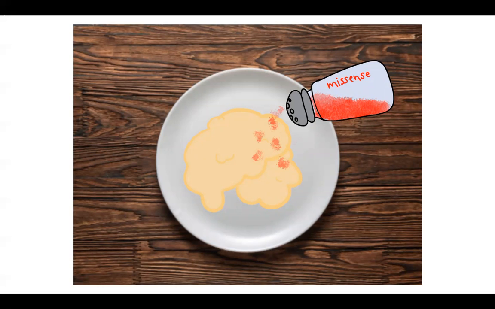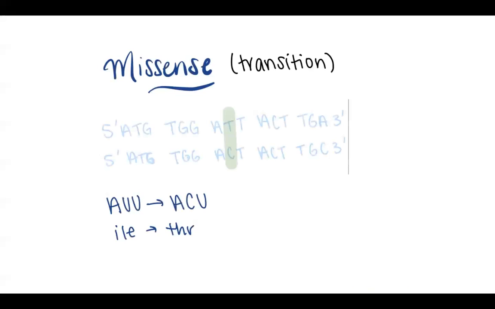First up, let's sprinkle in some missense. This is a transitional mutation, meaning that the amino acid was changed from a pyrimidine to another pyrimidine, or in other cases, a purine to another purine. The base that was changed was thymine to cytosine, which if replaced by uracil, it would go from AUU to ACU. Missense may alter the protein function or make the protein non-functional.